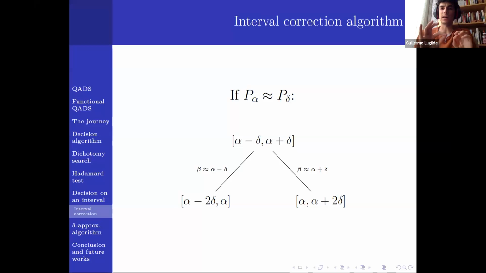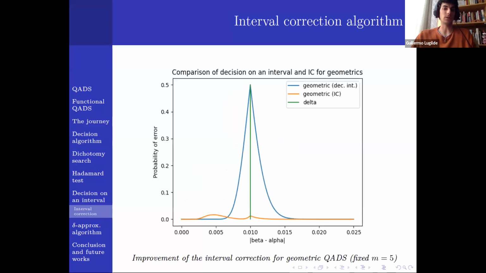This subtle adjustment is actually really cheap in terms of efficiency. I'm talking about just a couple of extra iterations of the decision algorithm. And yet, here you have the result.